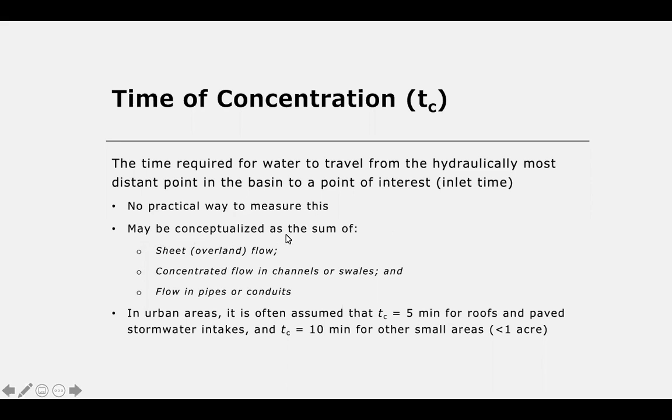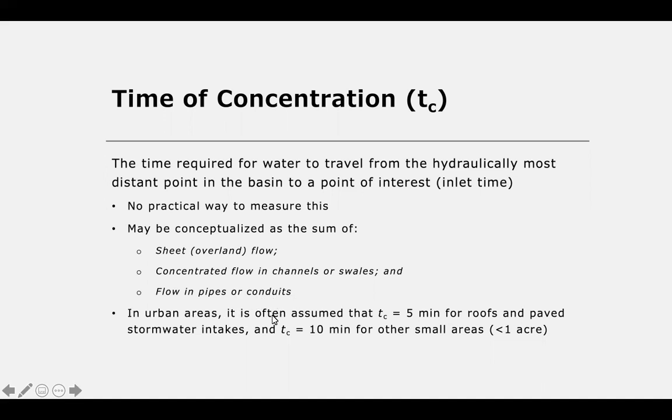However, we can conceptualize it as the sum of 3 different types of flow: sheet flow, or overland flow. This is as the rain starts to gather in an area and flows over the surface as a sheet. Eventually, it'll start concentrating in channels, swales, and low elevation points. So we call that concentrated flow. And we can also distinguish that from flow in stormwater pipes or conduits.